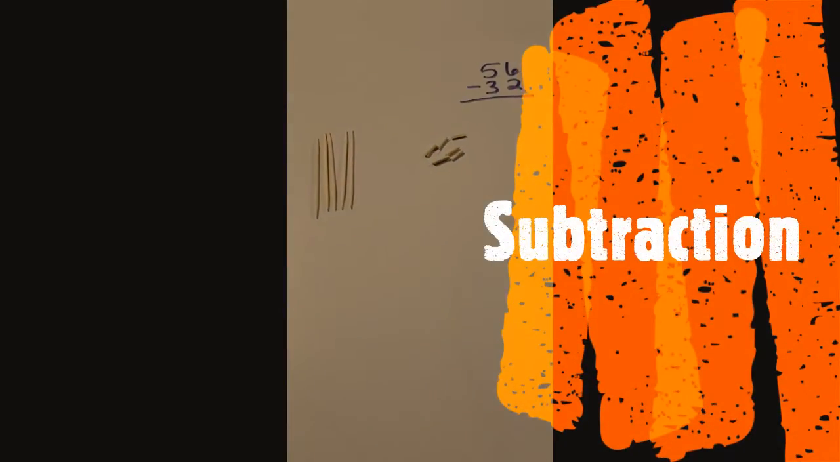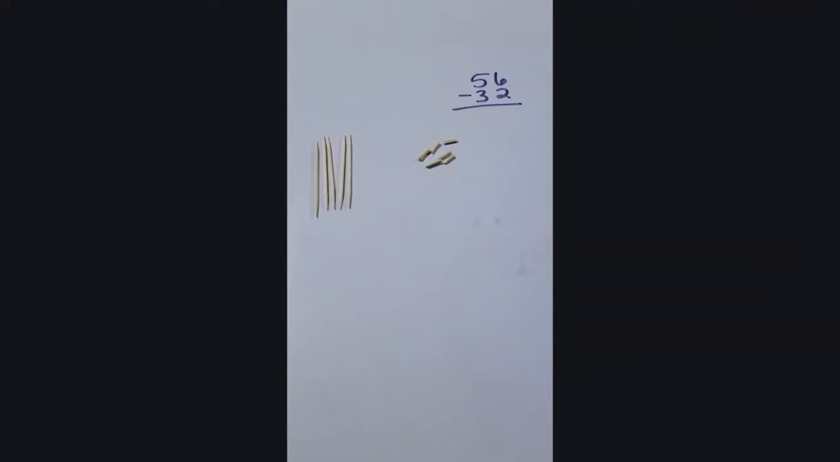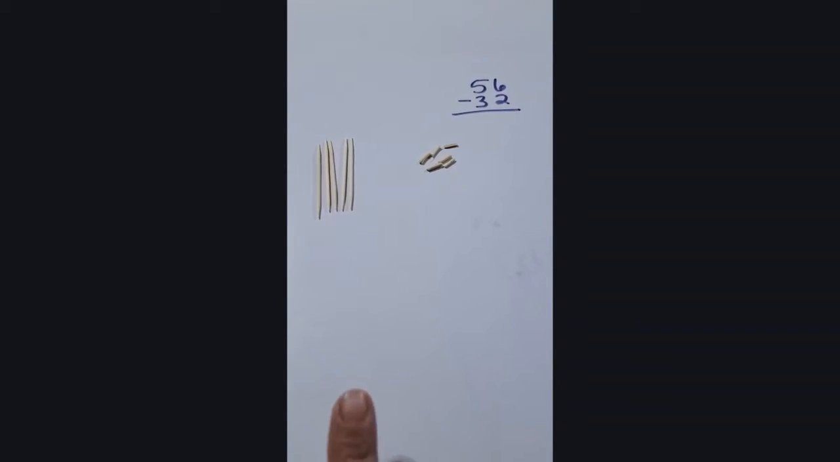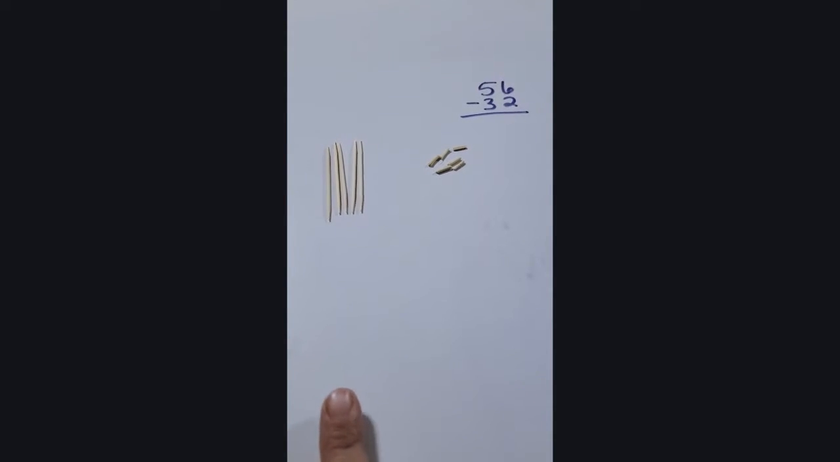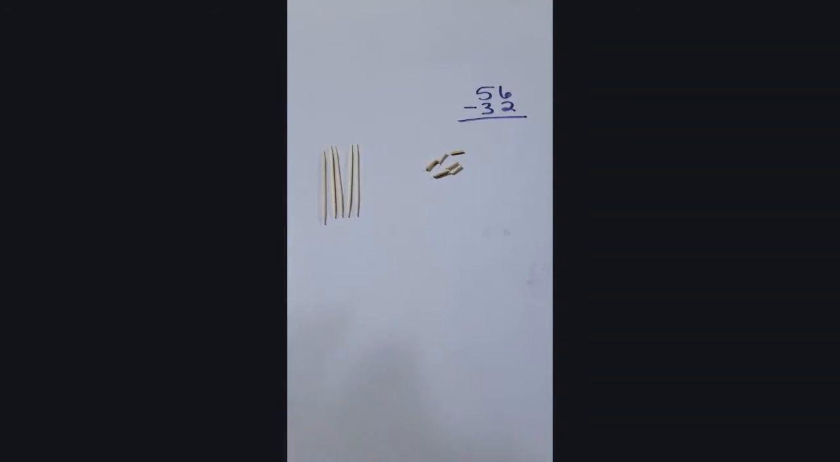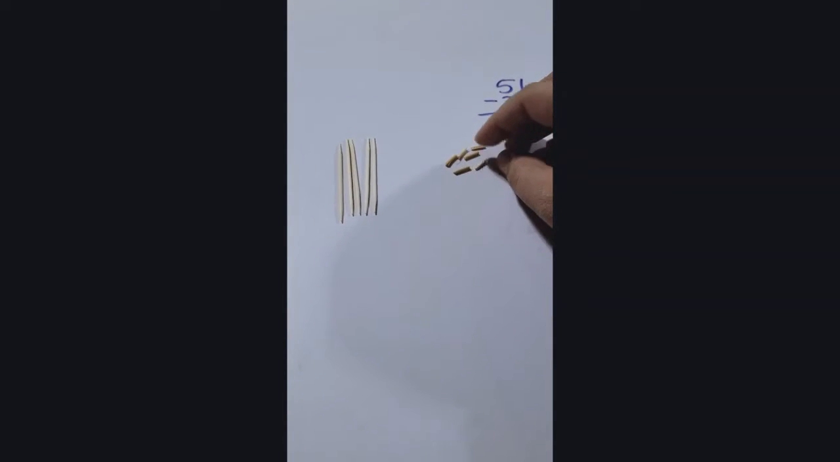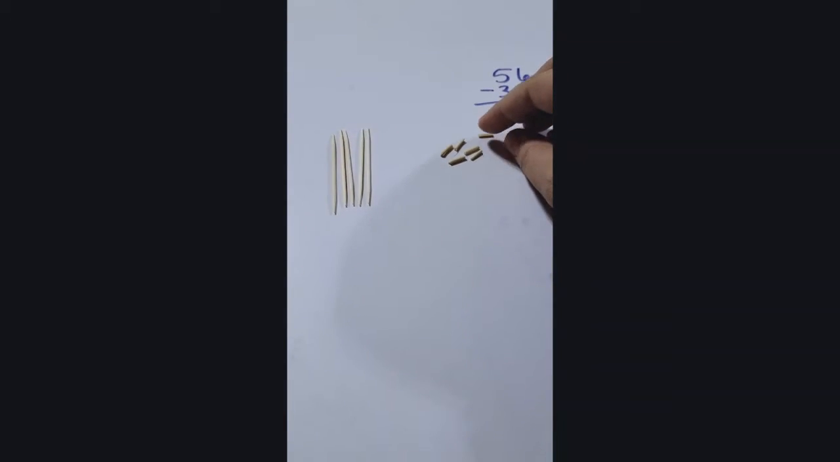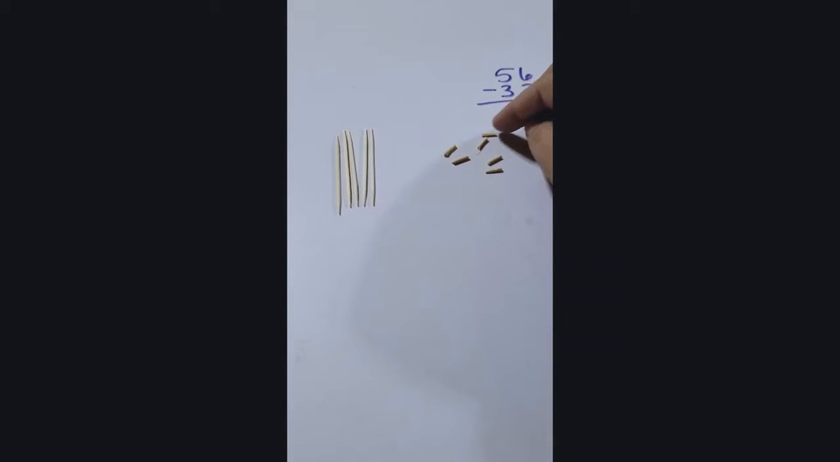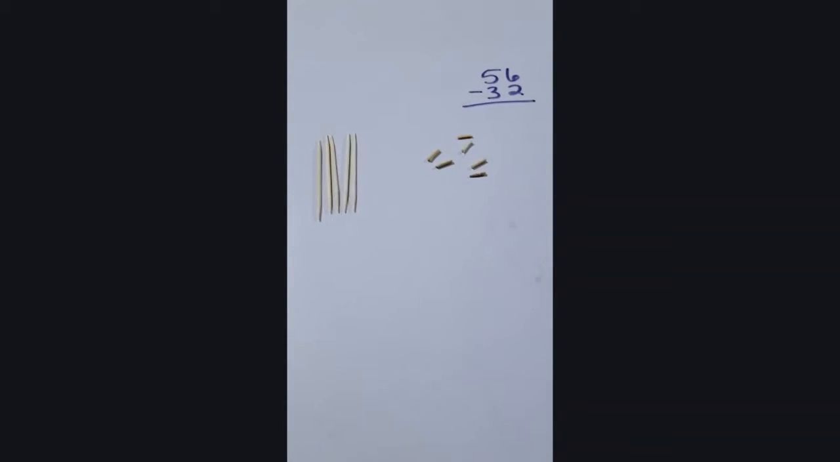Okay, now we're going to work with some subtraction, and this is going to be a little different. We're going to start with our top number, which is 56. So I've got 5 in the tens place, which is our 5 toothpicks, which represents 50, and then we have 6 in the ones place, which is going to be our ones units. And what we're going to do here is we're going to subtract 32.